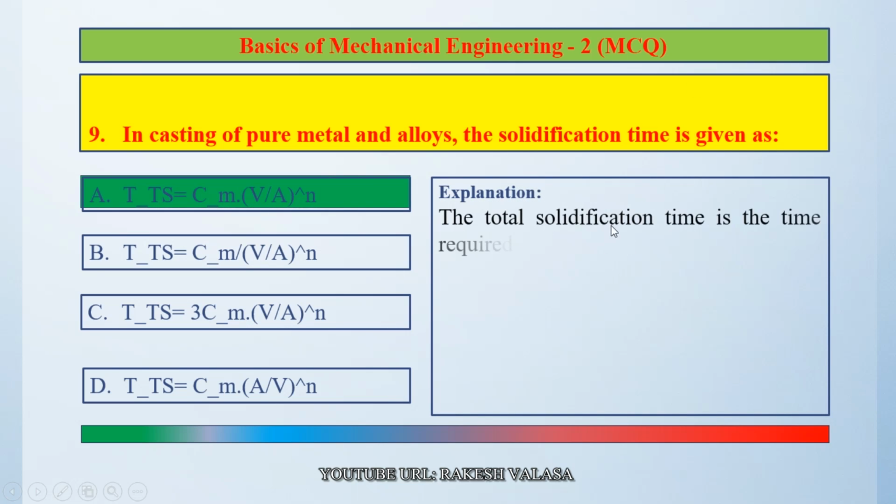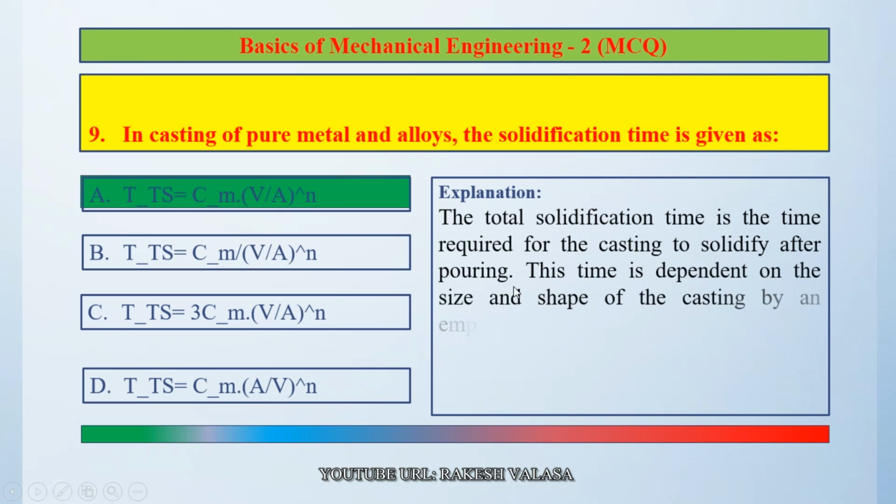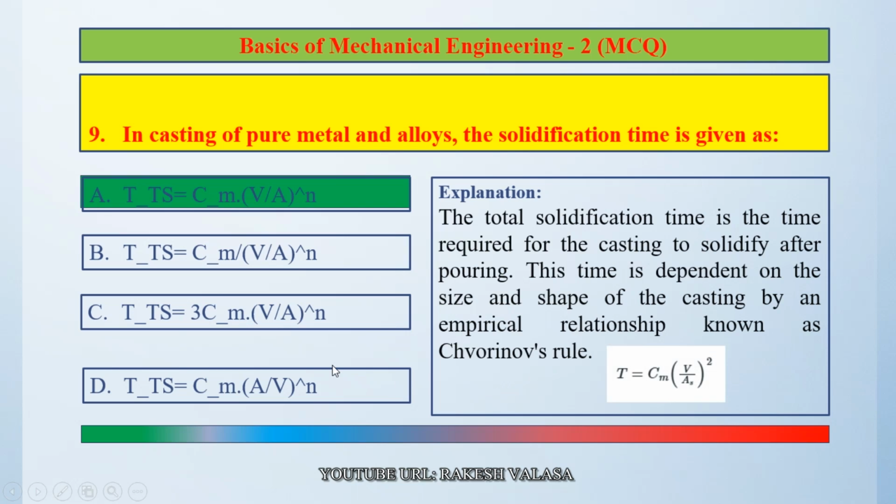The total solidification time is the time required for the casting to solidify after pouring. This time is dependent on the size and shape of the casting by an empirical relationship known as Chvorinov's rule. Here the formula is solidification time T equal to solidification factor Cm into volume of the casting by surface area of the casting whole square. So the correct answer is option A.